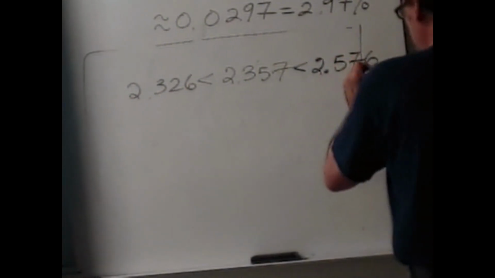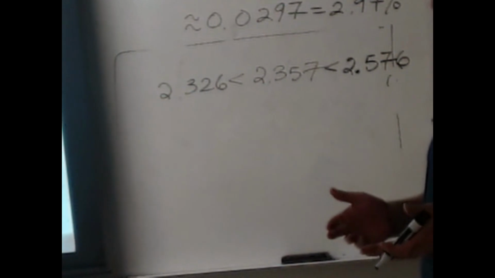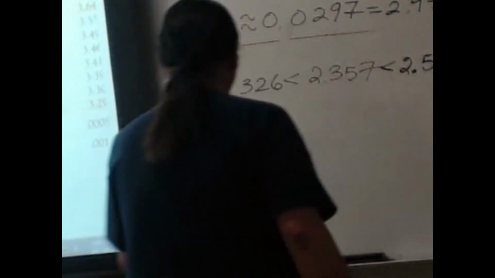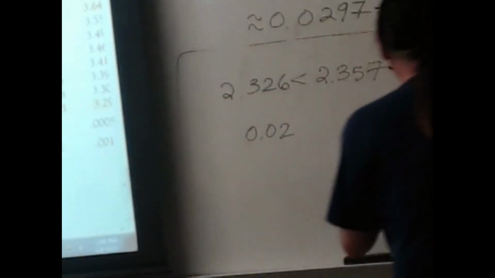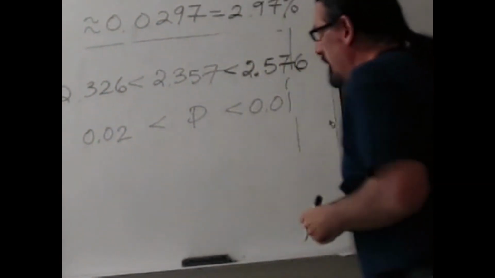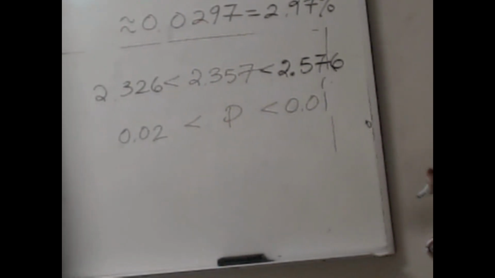The alpha. By the way, I made a mistake here, deliberately. Got to change those directions. Remember, as Z is getting bigger, P is getting smaller. If you'd rather rewrite this afterwards as 0.01 less than P less than 0.02, that's fine. We say the same thing.